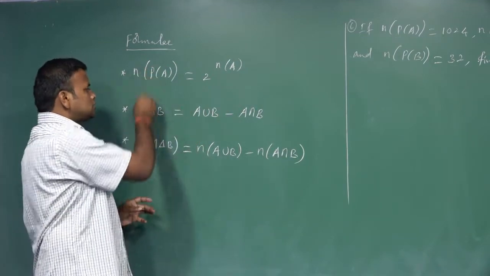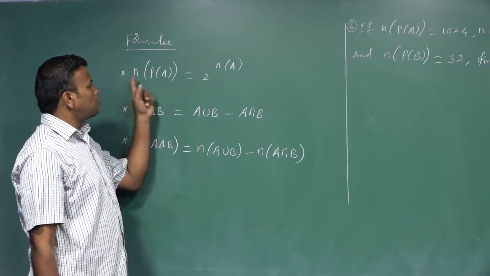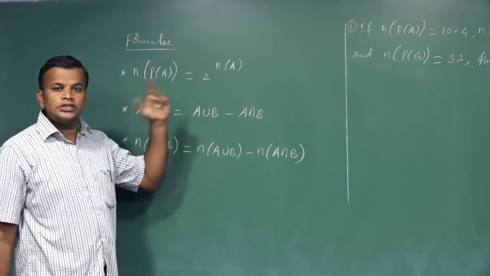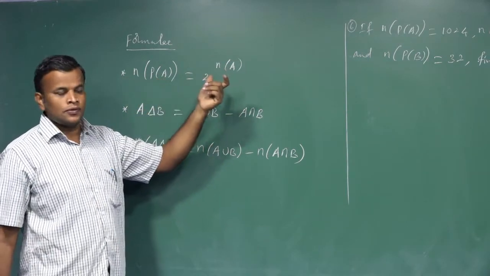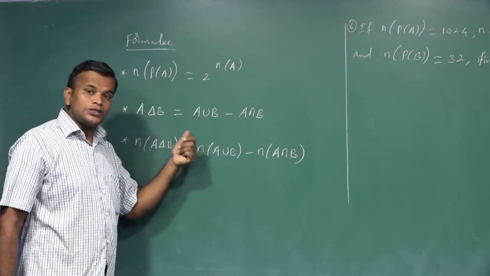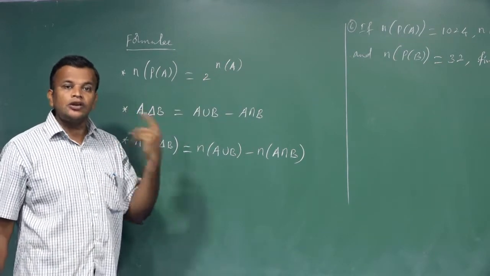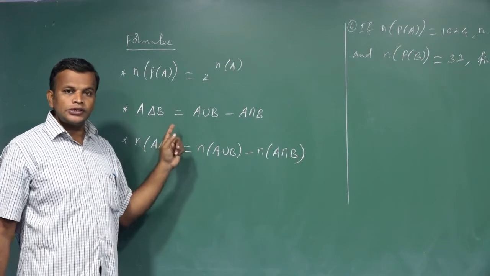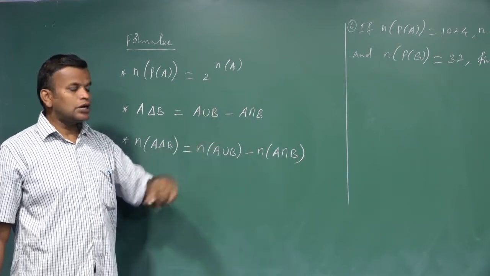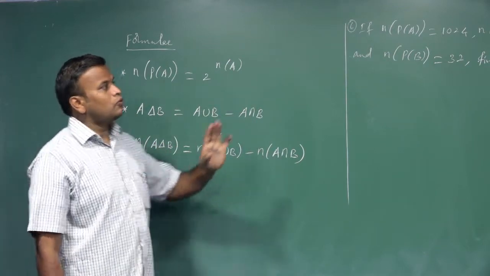So first I indicate the formulas. For n of P of A, the number of elements in the power set, the general formula is 2 power n of A. And the symmetric difference is not a plain difference, it is a symmetric difference between these two sets A del B. The formula is first the union minus then the intersection. Now we move to the next one.